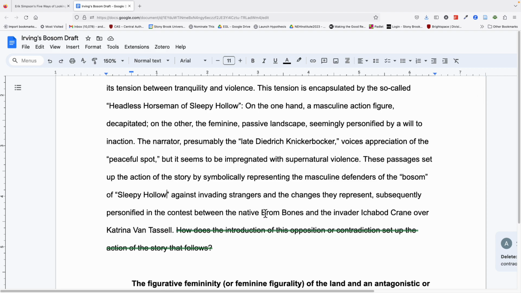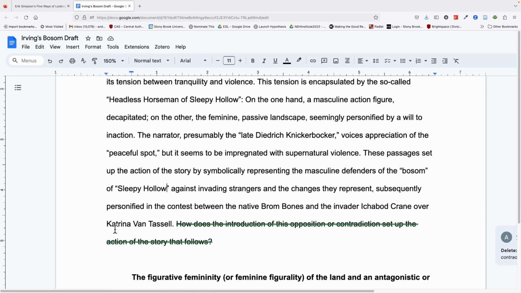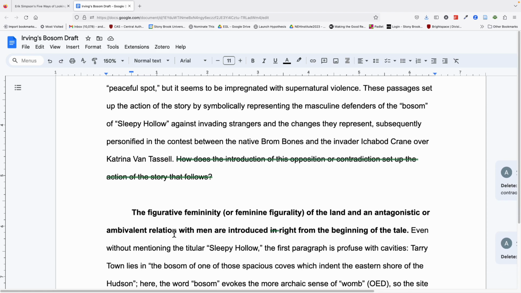So if you remember that idea of constructing indigeneity, he's made into an indigenous defender, and the invader Ichabod Crane over Katrina Van Tassel, who is the bosom and the cove, right?